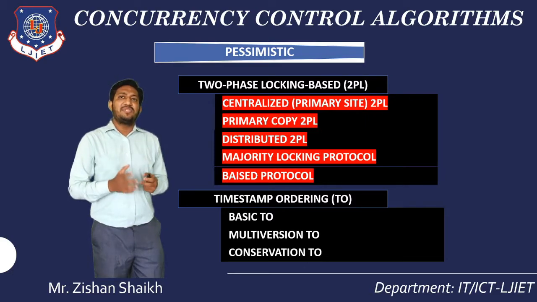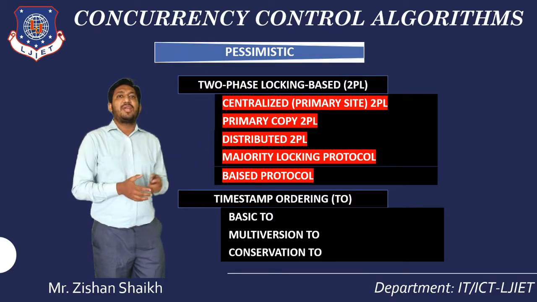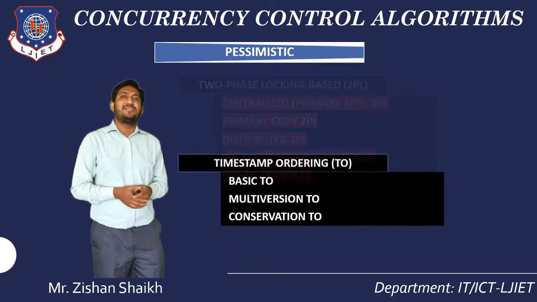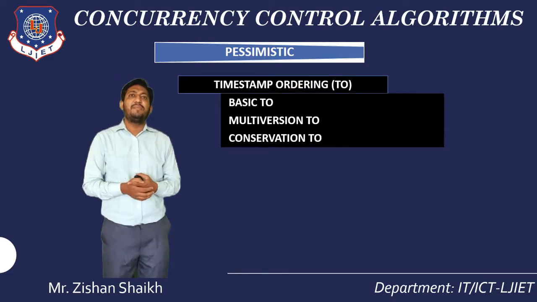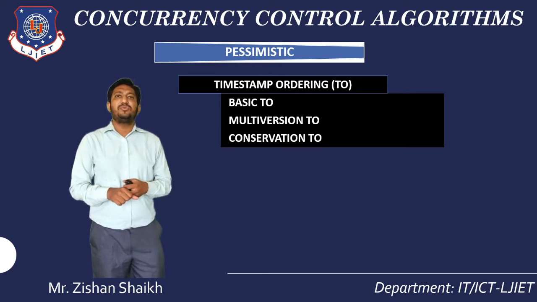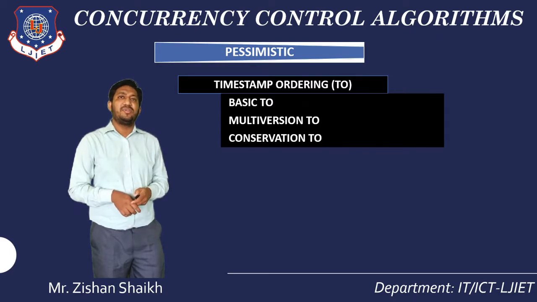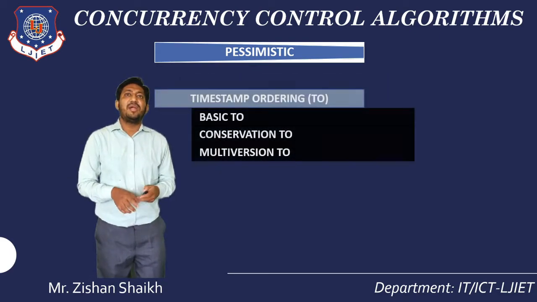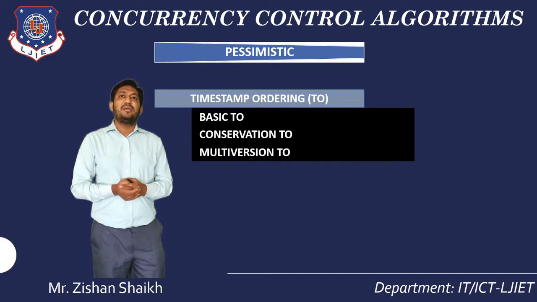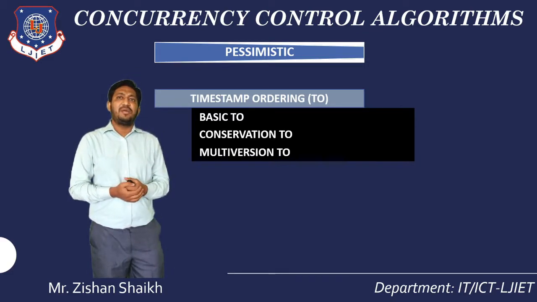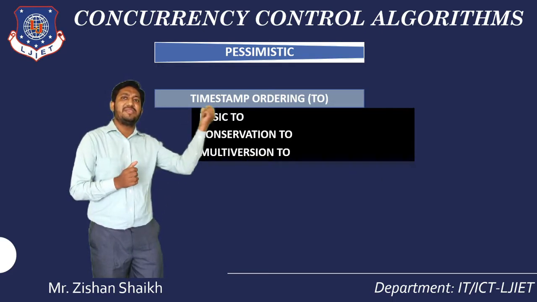Now the pessimistic algorithm based on timestamps. Let's discuss how timestamp-based ordering works. Timestamp-based ordering is divided into three parts: basic TO, multi-version TO, and conservative TO. When we consider the timestamp in the context of locking, we have to understand the basic scenario.